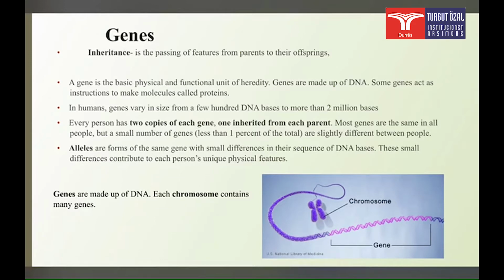Every person has 2 copies of each gene, one inherited from each parent. Most genes are the same in all people, but a small number of genes, less than 1% of the total, are slightly different between people. Alleles are forms of the same gene with small differences in their sequence of DNA bases. These small differences contribute to each person's unique physical features.